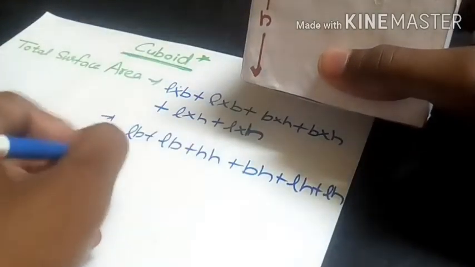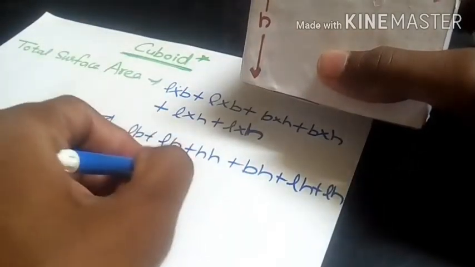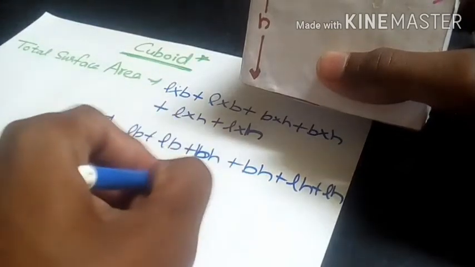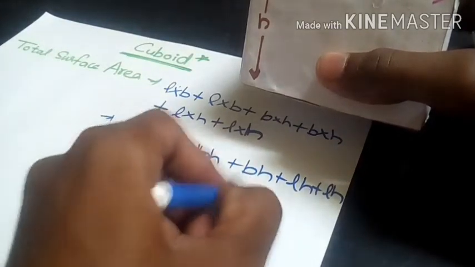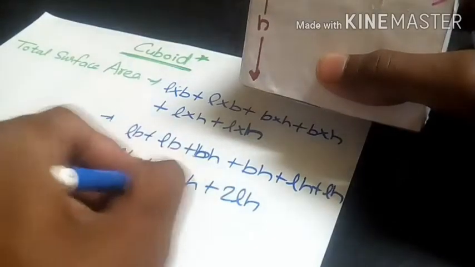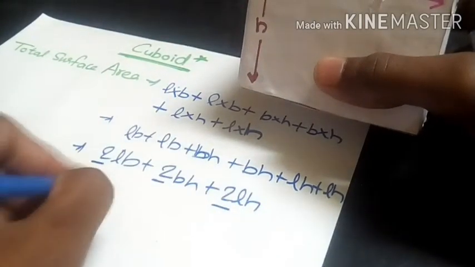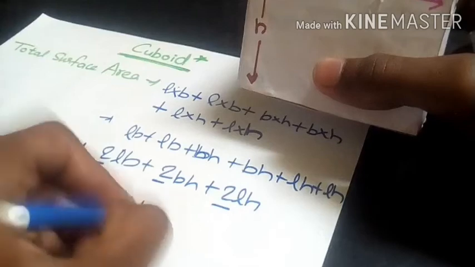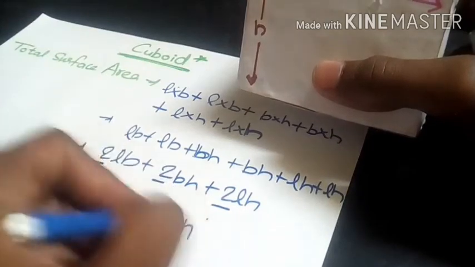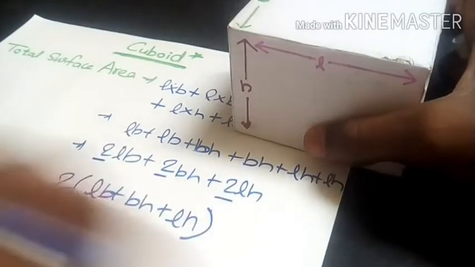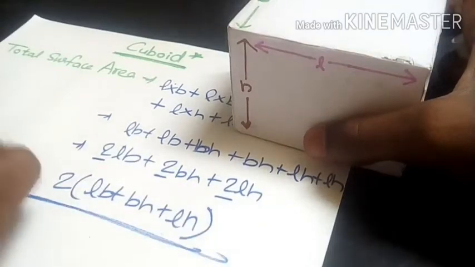So we'll add 2LB plus 2BH plus 2LH. The 2 will be common: 2 into (LB plus BH plus LH). This is the total surface area of the cuboid.